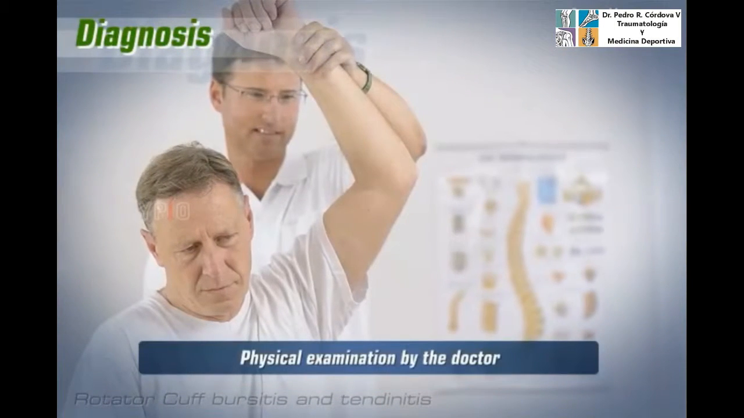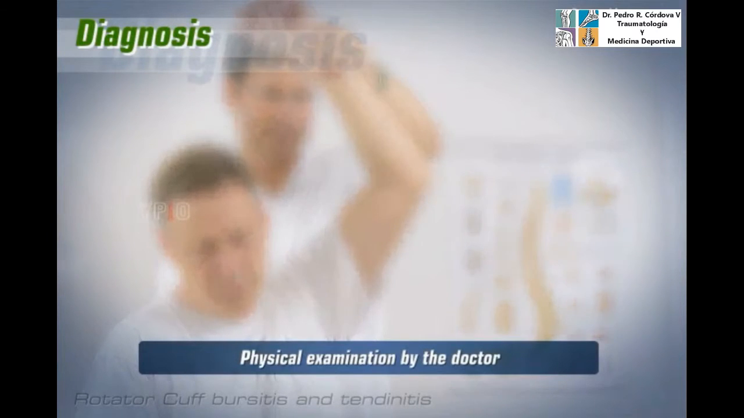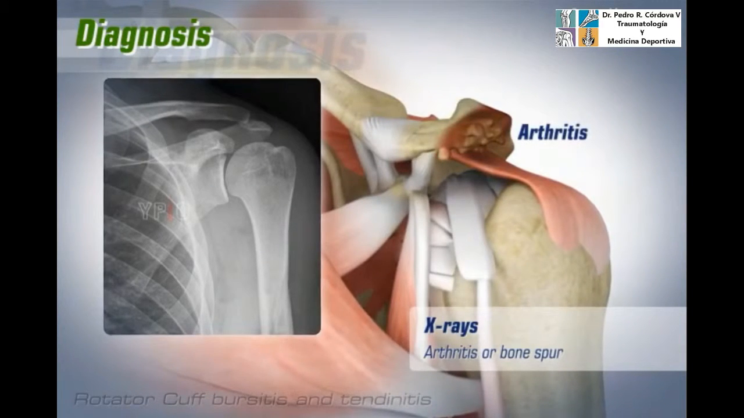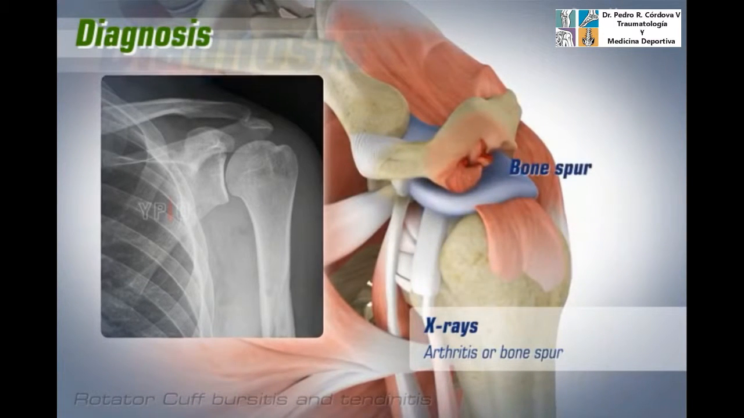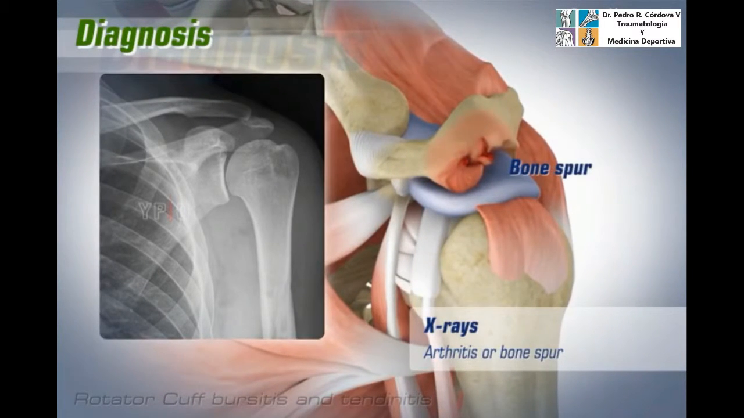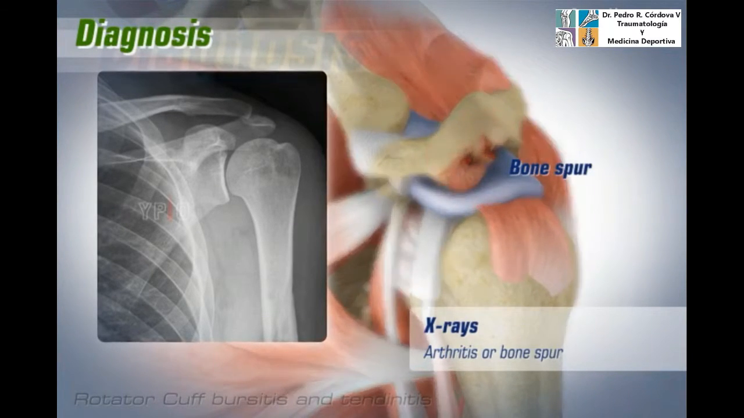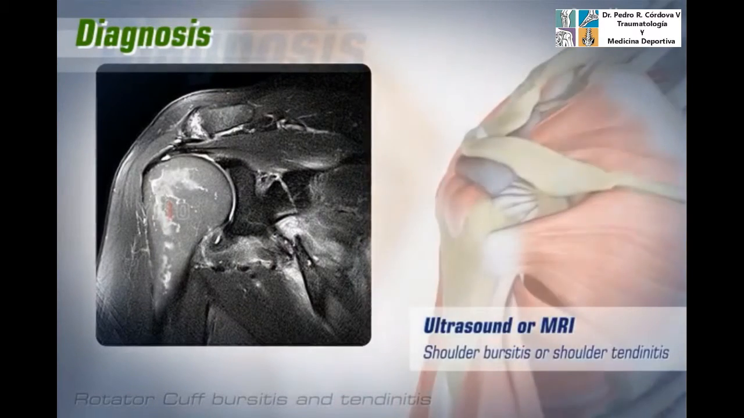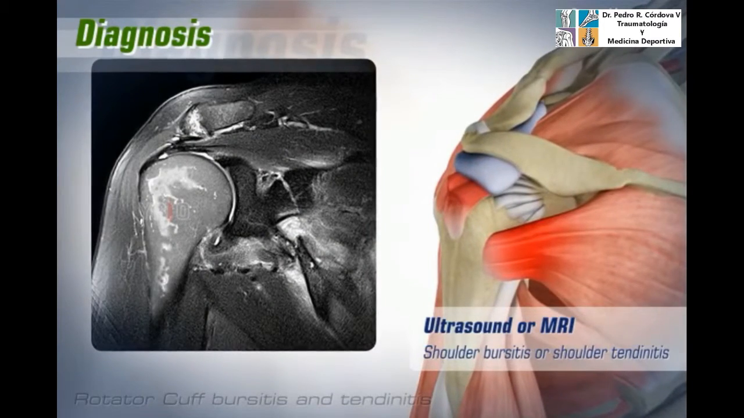Diagnosis. Diagnosis involves physical examination by the doctor. X-rays are ordered to nullify other causes of the pain, such as arthritis, or to check if shoulder impingement is due to a bone spur. Soft tissues such as muscle and tendons cannot be seen by X-ray, so an ultrasound or MRI scan may be ordered to see if shoulder bursitis or shoulder tendinitis is involved.